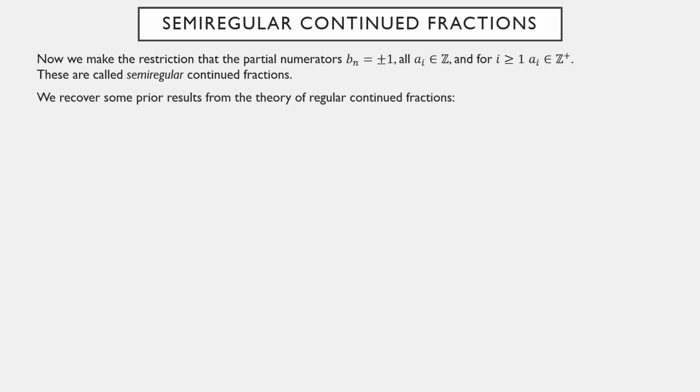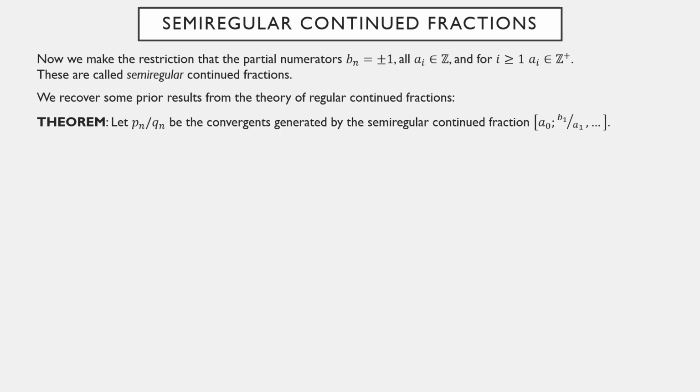We're going to be able to recover some results from the theory of regular continued fractions because this is pretty similar. So let P_n over Q_n be the convergents to the semi-regular continued fraction. Then for all n, the absolute value of P_n Q_(n+1) minus P_(n+1) Q_n is 1. In regular continued fractions, this quantity specifically alternated between plus and minus 1. We're not claiming that anymore. What we are claiming is that it's always absolute value 1, but maybe not strictly alternating plus minus 1.